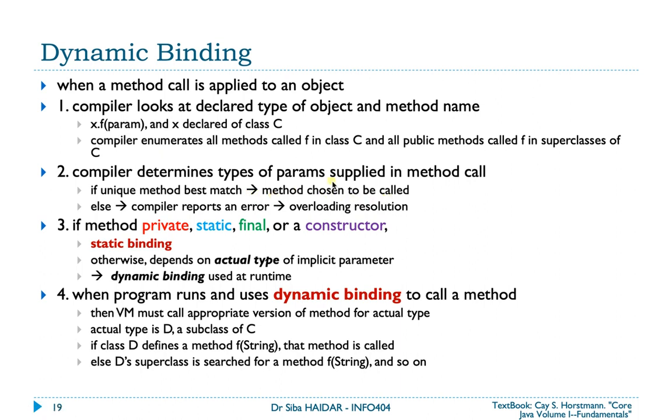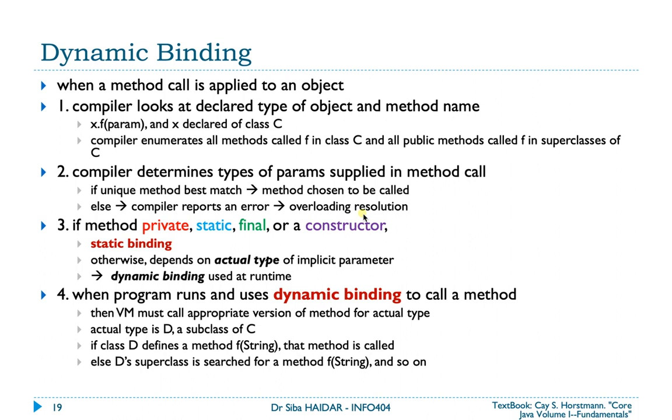Attention, even if this method is overridden in an actual subtype, the compiler doesn't care about the actual type. He doesn't see the actual type. Else, if the compiler does not determine which method to choose between the overloaded methods, the compiler reports an error and he will say ambiguous overloading resolution. I found some adequate methods, but I cannot determine which one to choose for the parameters I have. Okay?